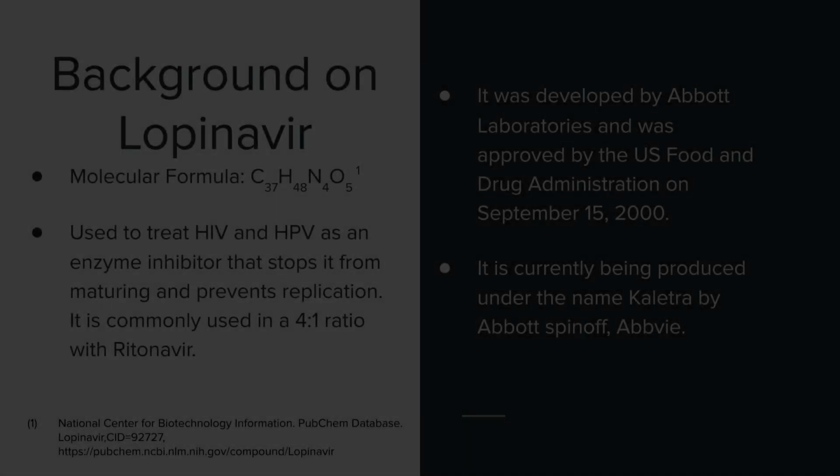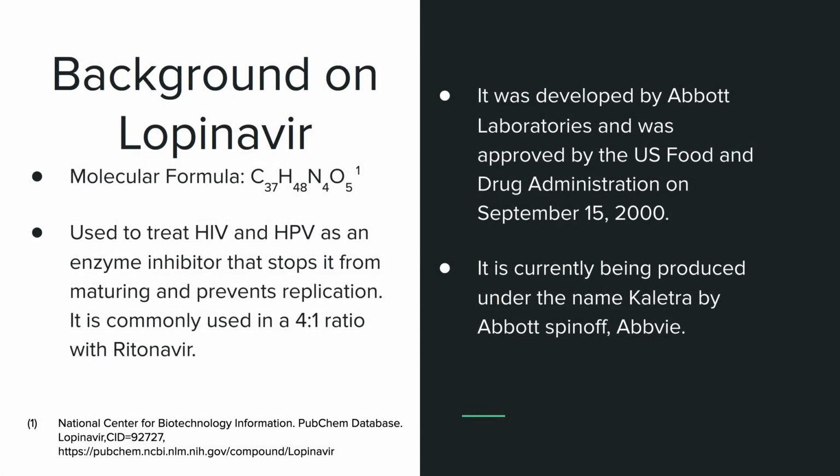Background on Lopinavir. Its molecular formula is C37H48N4O5. It is used to treat HIV and HPV as an enzyme inhibitor that stops it from maturing and prevents replication. It is commonly used in a 4-to-1 ratio with ritonavir. It was developed by Abbott Laboratories and was approved by the U.S. Food and Drug Administration on September 15, 2000.